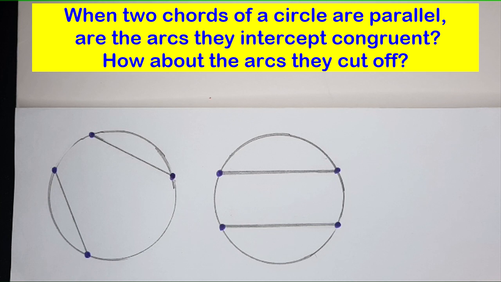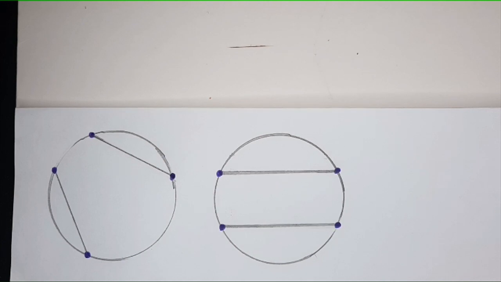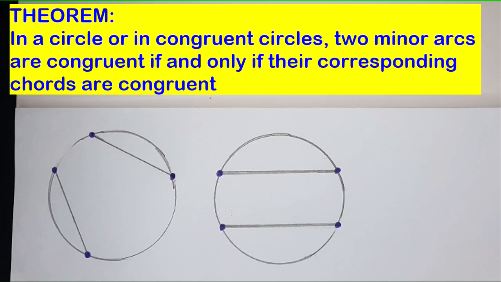You can find this theorem on page 15 of your module. The theorem goes like this: In a circle or in congruent circles, two minor arcs are congruent if and only if their corresponding chords are congruent. Let me explain that theorem.